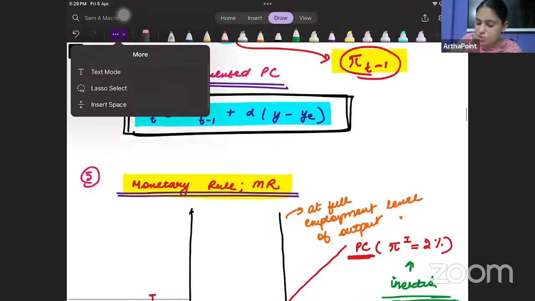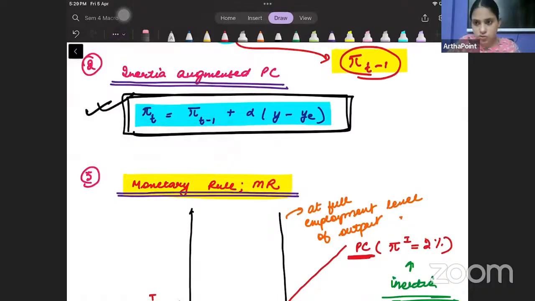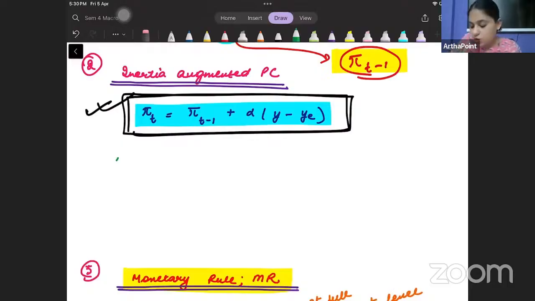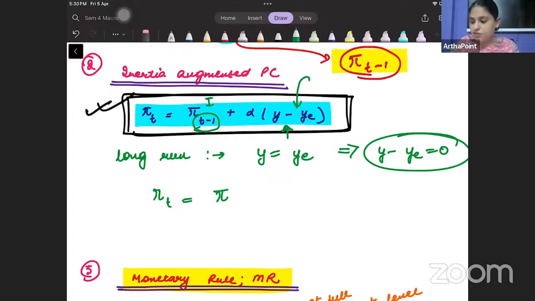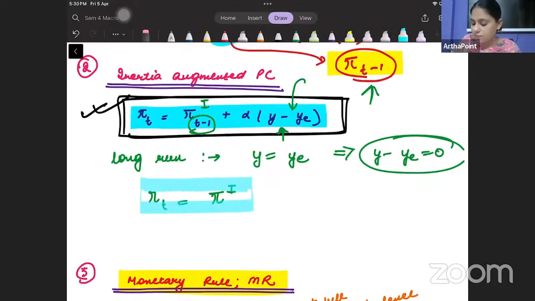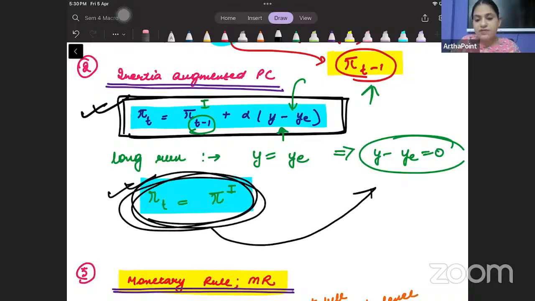And you can understand this through this curve also, and through this equation also. So if I talk about long run, we know that in long run y is equal to ye. अब अगर y ye के बराबर है, so I know y minus ye will be 0. So if y minus ye is 0 and I plug 0 here, what will I get? Pi t is equal to, ये तो inertia inflation ही तो था, which I have plugged as pi t minus 1. So this will be equal to your inertia inflation. So your actual inflation and inertia inflation are equal when y is equal to ye.